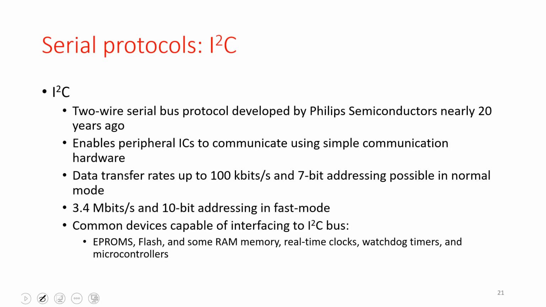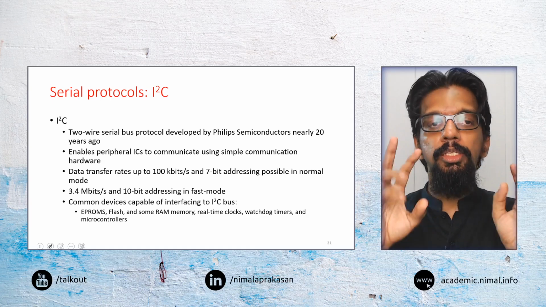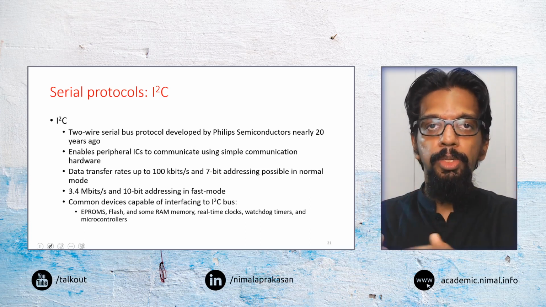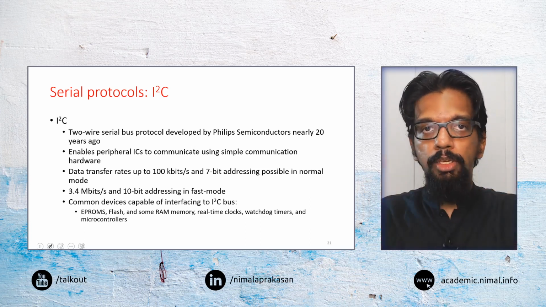So what we will now look at is some examples of such communication protocols, just to give an understanding of how these protocols work. So the first serial protocol that we will look at is I2C. This is a 2-wire serial protocol. So what that means is we only need 2 wires to communicate. We said sometimes we can do with 1 wire.